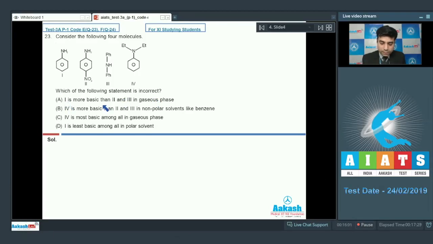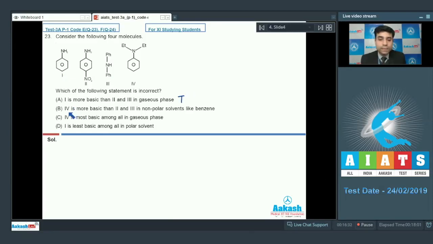The first statement says 1 is more basic than 2 and 3 in gaseous phase. If I talk about 2, here we can see we have a minus I, minus R group. So 2 will be less basic as compared to 1. Again, if I talk about the third molecule, here we can see we have 2 benzene rings. So the benzene ring, due to resonance, decreases the electron density on the nitrogen atom. So 3 will also be less basic as compared to 1. So this statement is true.